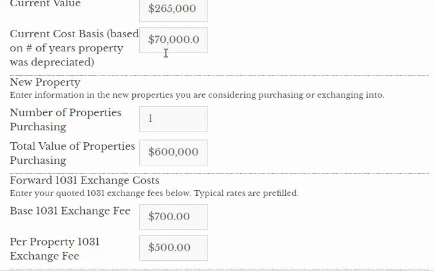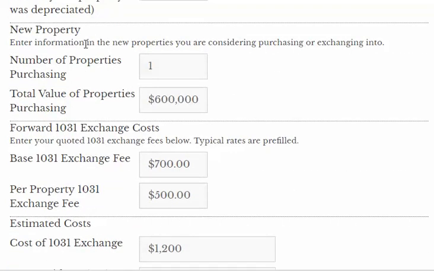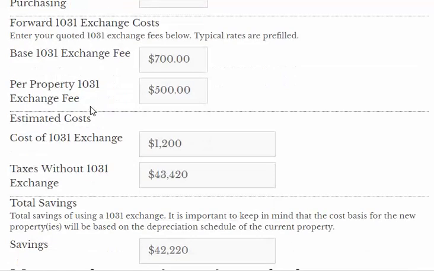And then your cost basis. This is how much the property has depreciated over time, how many tax deductions you've taken each year. I'll explain that later, but this is different from your purchase price. Then you put in the new property, the one you're buying, and how many properties you're buying, because that affects the cost of your exchange, and the total value of that property. So I'm buying one property worth $600,000, so I put that in there.